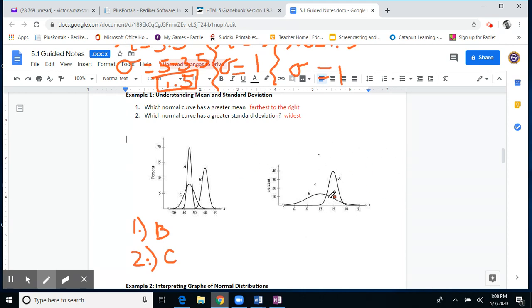Looking at this example, which normal curve has the greater mean? That would be A. A's mean is 15, whereas B's looks like it's about 12. So A is further to the right. Who has the greater standard deviation? That would definitely be B. You can see B is a lot wider than A.